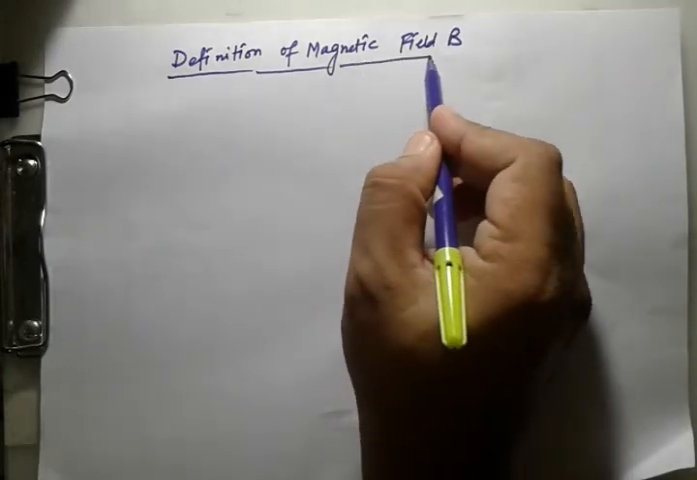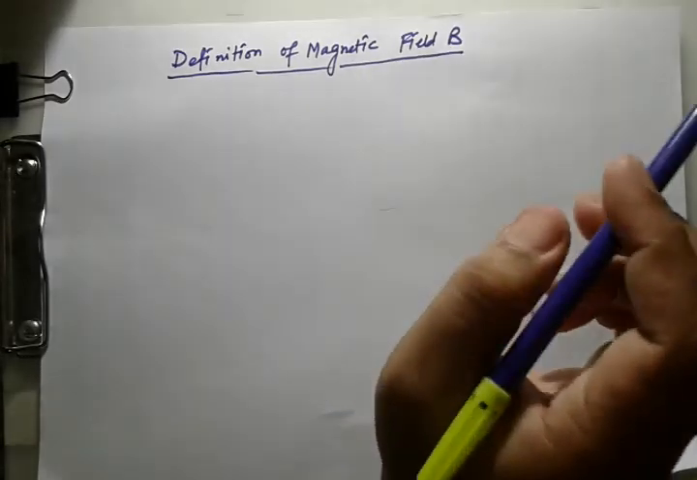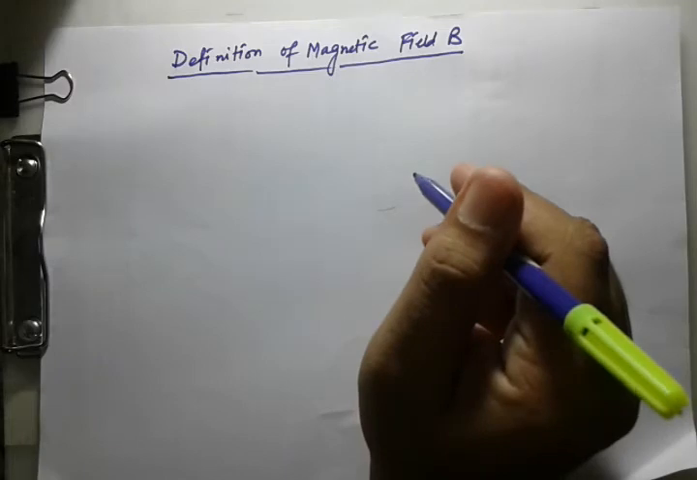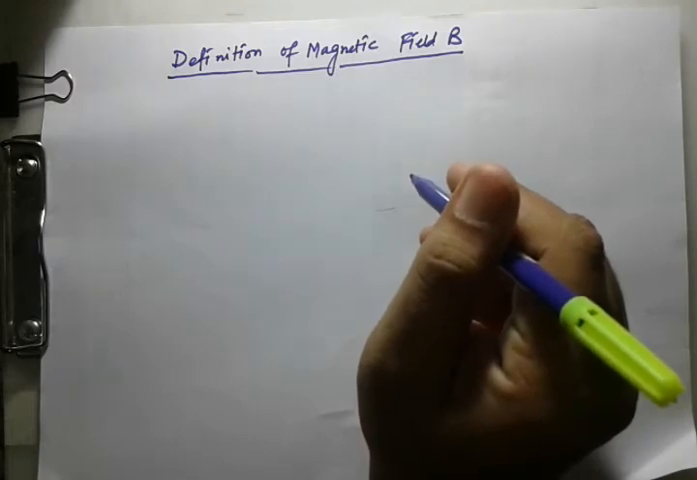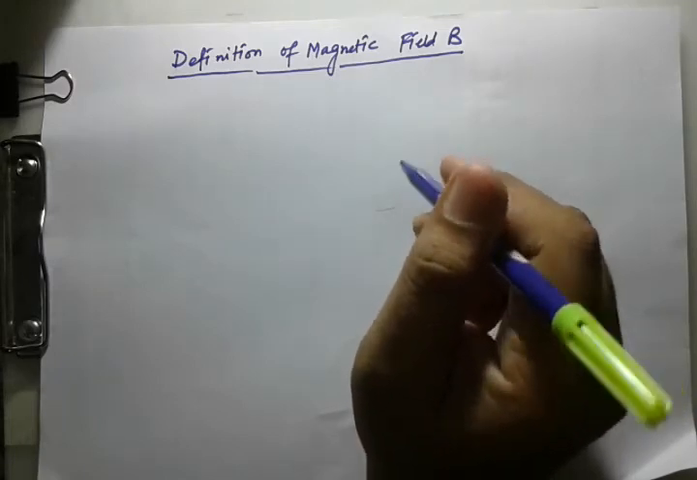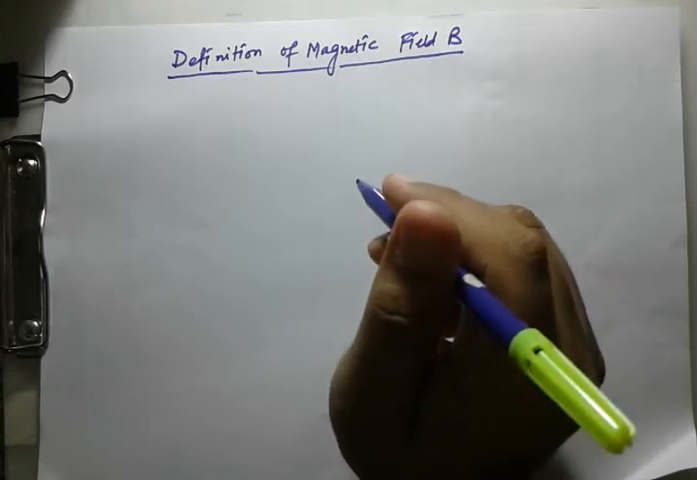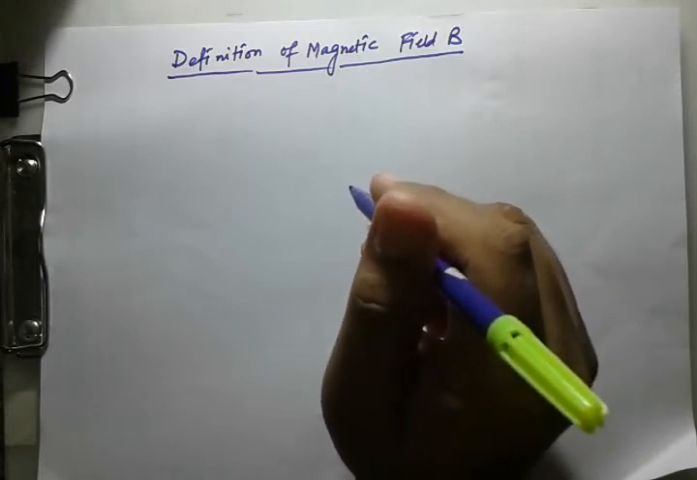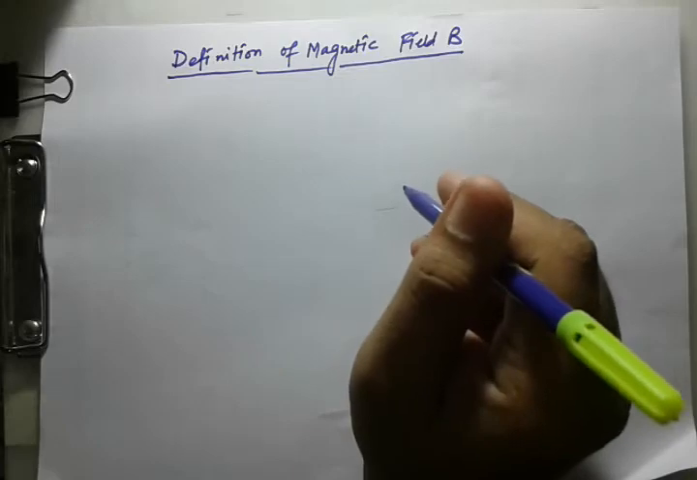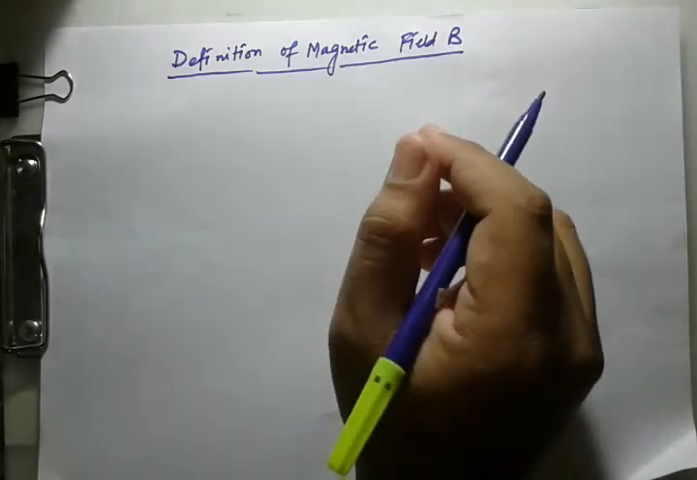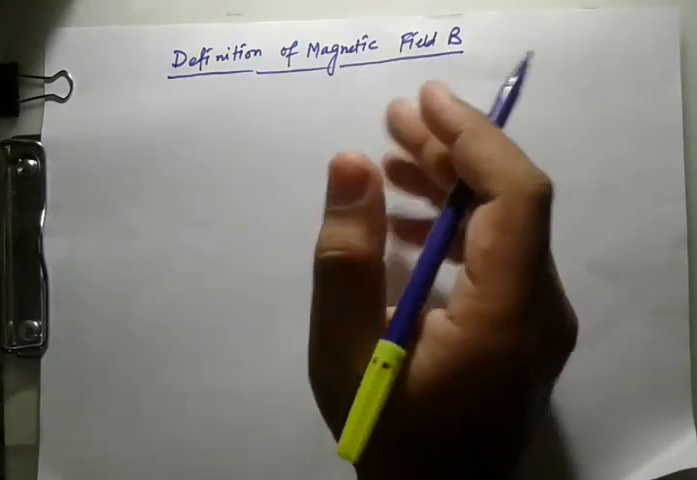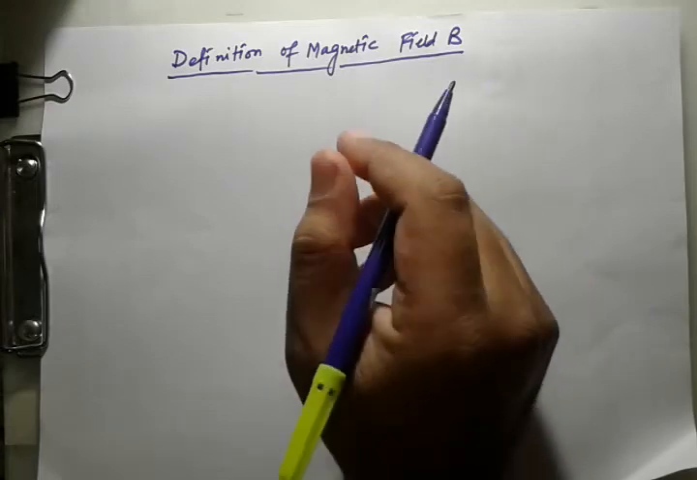Last class we gave one definition: the space or region around a current carrying conductor within which its influence can be felt by a magnetic needle is called the magnetic field of the current carrying conductor. So that we discussed in the previous class. Now here we'll find some different types of definitions.